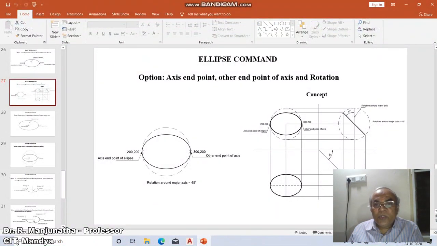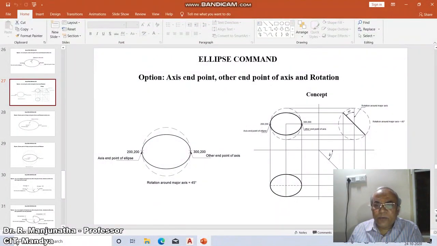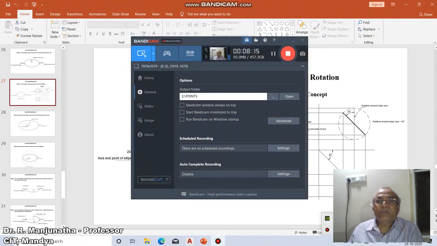And when you look from the side view, it becomes a vertical line, and when you look from the top view, here also it becomes a vertical line, and this circle is rotated by 45 degrees. So this is the line which still is going to be a line in the side view, and when you come to the front view, it becomes an ellipse. So this is how we can explain the rotational concept.